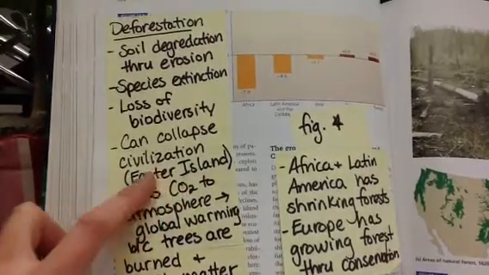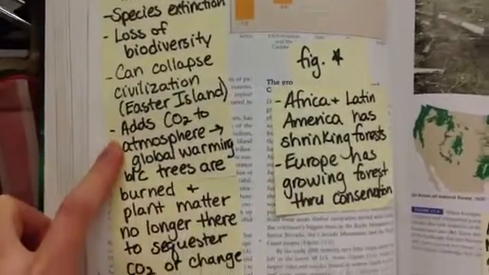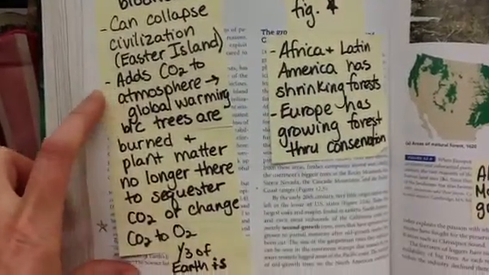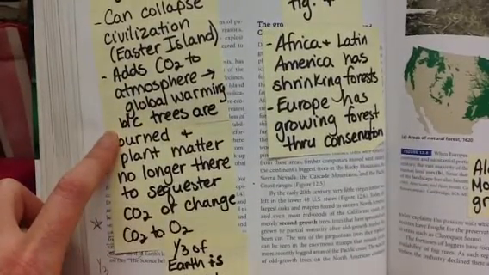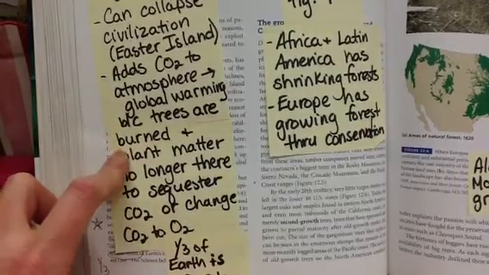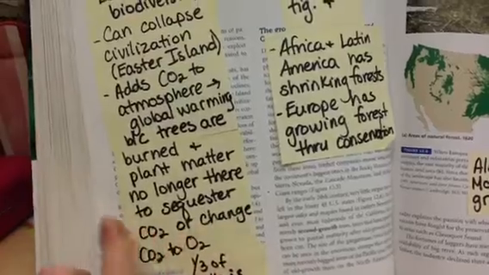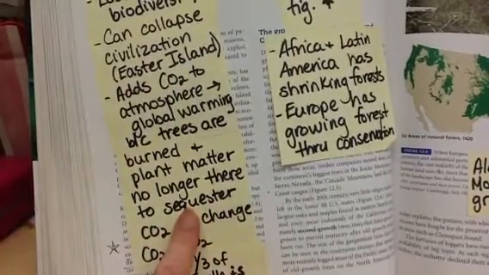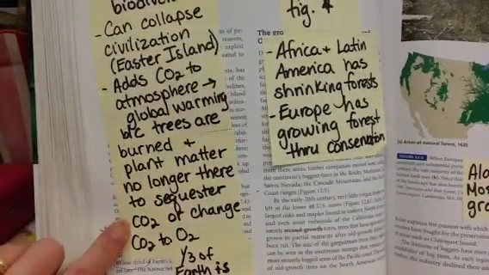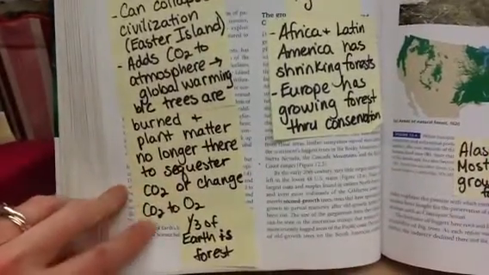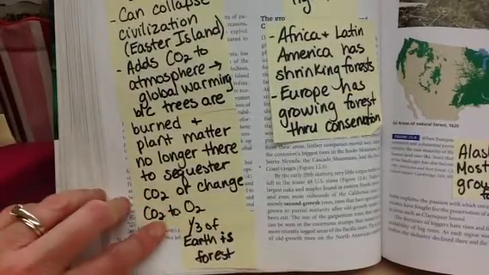We talked about that earlier this year with Easter Island. When you cut down trees, you add carbon dioxide to the atmosphere, which causes global warming, because a lot of times when trees are cut down, they're burned. And then the plant matter is no longer there to sequester CO2. Sequester means to capture and keep. And so trees sequester CO2, which means they keep the CO2 in their tissues. Or they can't change that CO2 into oxygen through photosynthesis if they're not there.